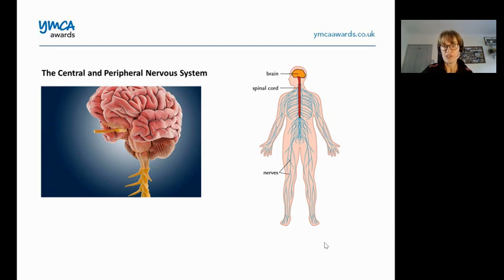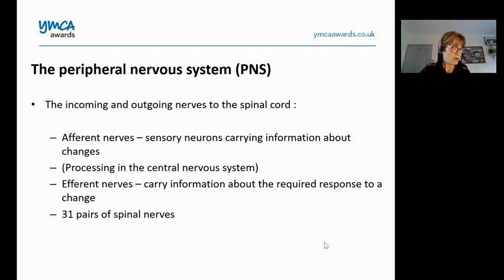So that's the image we shared, and just to remind us which parts of the nervous system are which. Okay, so let's have a look at our peripheral nervous system. In total, this is our 31 pairs of spinal nerves that leave our spinal cord.